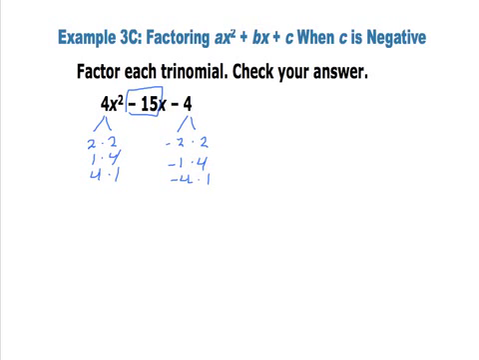Okay, so I know that it's probably going to deal, because 4 times 4 is 16, and that's pretty close to 15. So let's try that one first. So 4 times 4 is 16. 1 times negative 1 is negative 1. 16 minus 1 is positive 15.